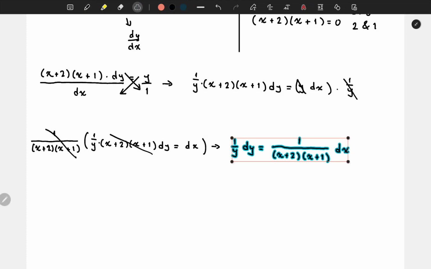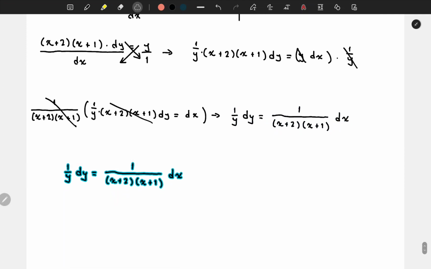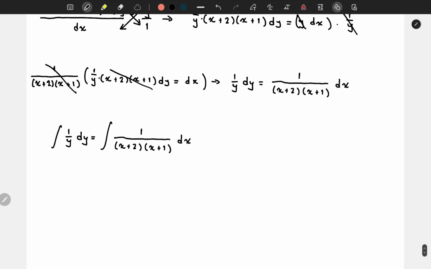And that next step is to integrate both sides. So we would have to integrate 1 over y, and we would also have to integrate 1 over x plus 2 times x plus 1. We know that 1 over y is a very simple integration. We know that this would simply be equal to ln y.